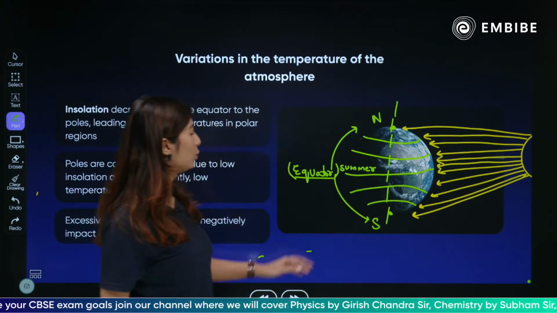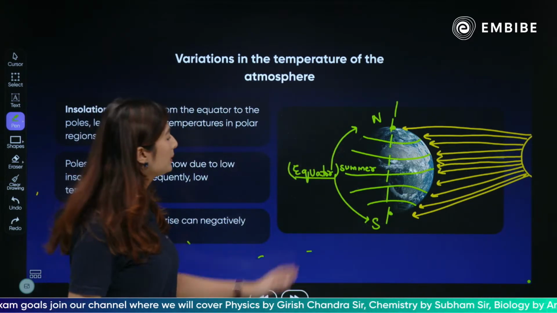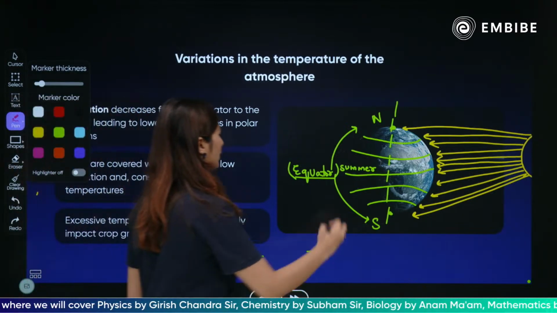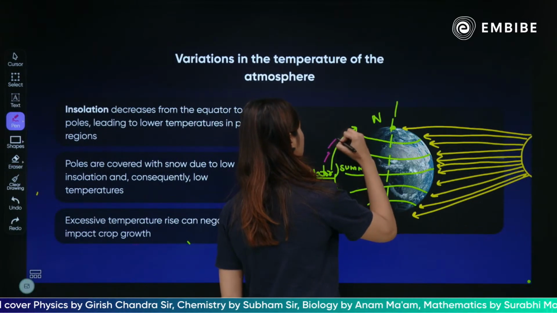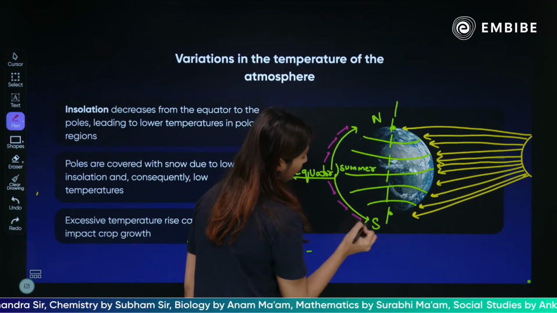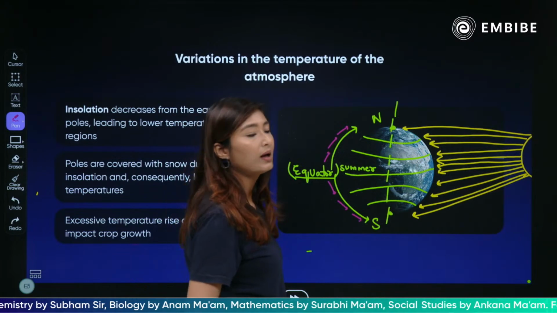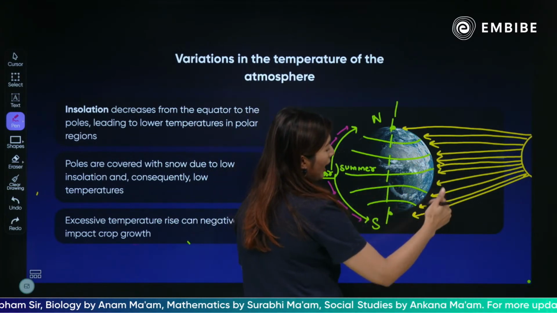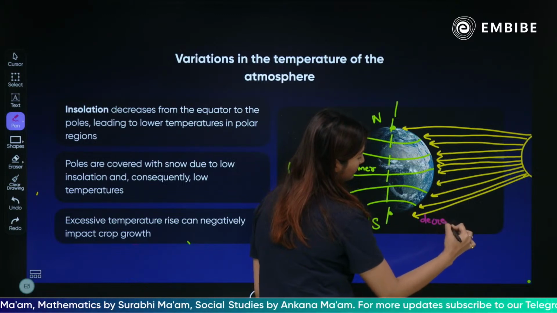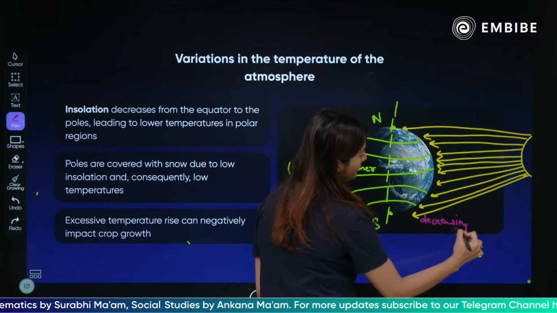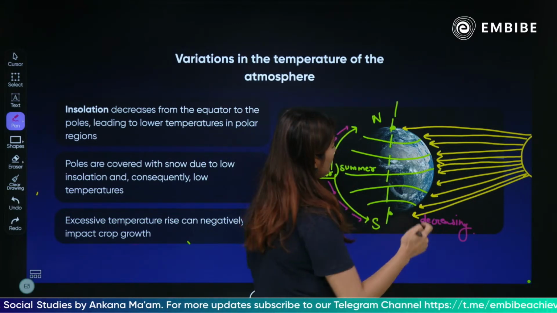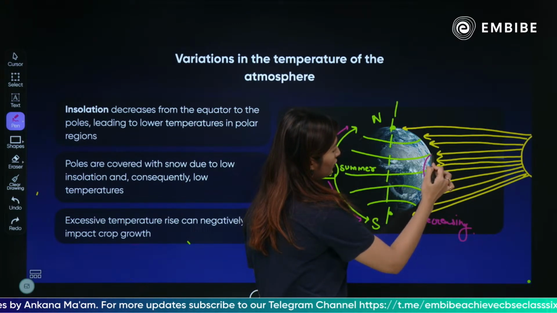So when you start moving away from the equator, be it on this side or be it on this side, what we observe is that the sun rays are also decreasing. It is not the same amount and the same intensity in which it is reaching this portion.